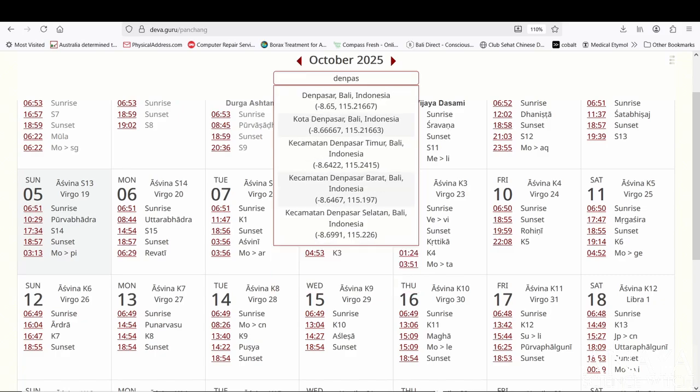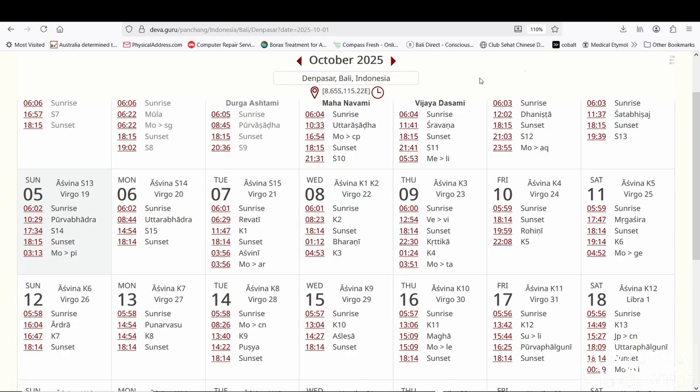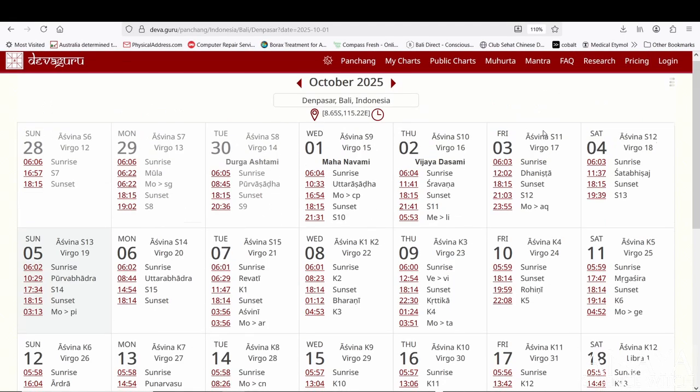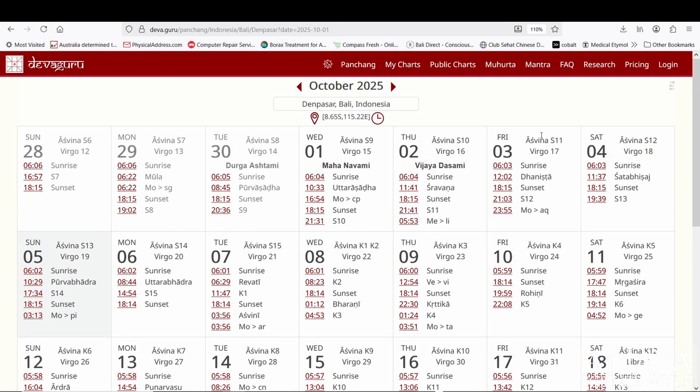I can be more accurate there with my time zone. And what are we looking at? So remember, we're going to start with October the 1st, Wednesday. And we can see that there's exact times in the red writing. And we can see that what it says here, it says Virgo 15, Virgo 16, Virgo 17, Virgo 18.